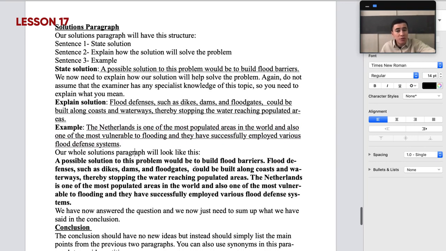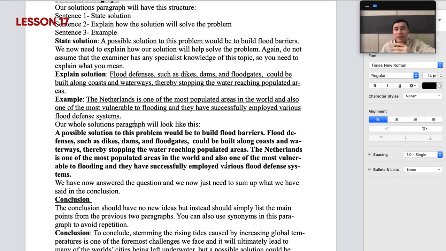A possible solution to this problem would be to build flood barriers. Flood defenses such as dikes, dams, and flood gates could be built along coasts and waterways, thereby stopping the water reaching populated areas. The Netherlands is one of the most populated areas in the world and also one of the most vulnerable to flooding, and they have successfully employed various flood defense systems. Okay, now the last paragraph, conclusion.